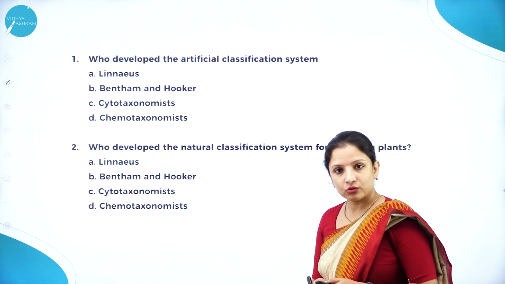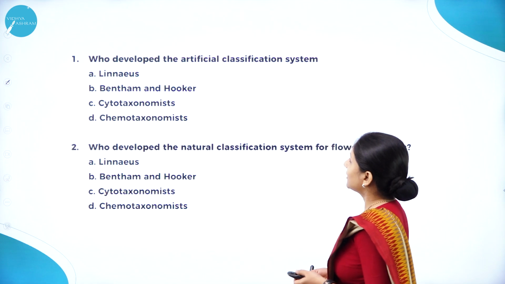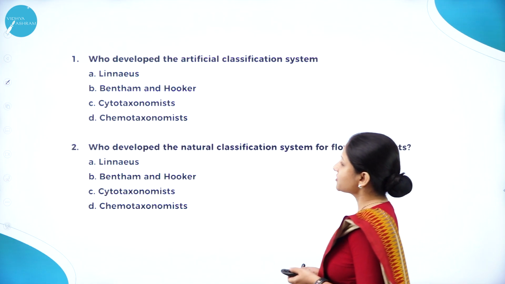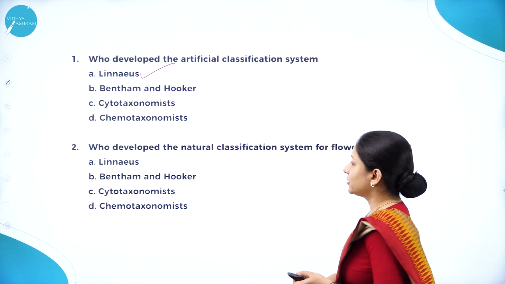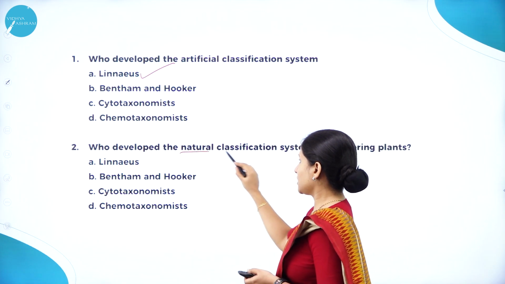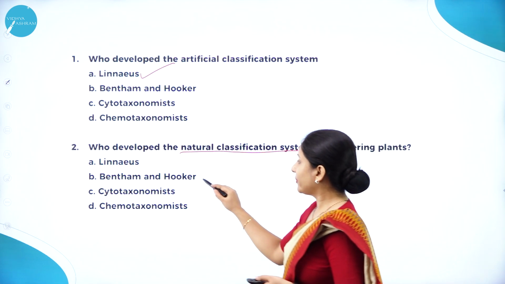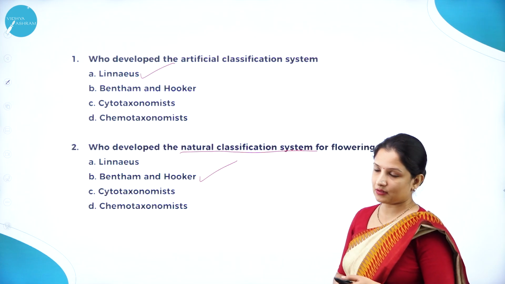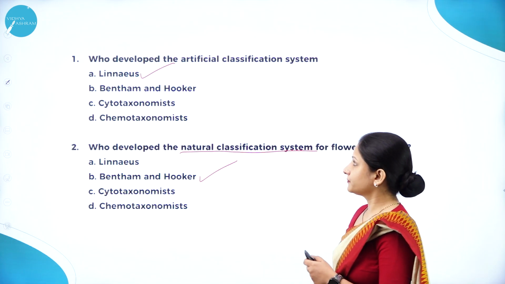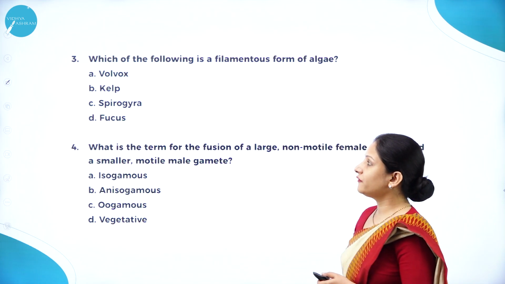Next, let's look into some of the MCQs. Who developed the artificial classification system? The artificial classification system was developed by Linnaeus. Who developed the natural classification system? The natural classification system was developed by Bentham and Hooker, and that is why it is also called the Bentham and Hooker system of classification.